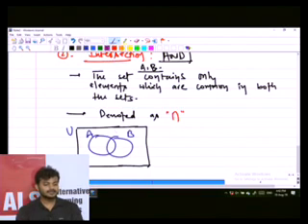Then what is A intersection B, bachcho? The region or the portion of this graph in which we have A and B both. This is the complete A, this is complete B. So if you're talking about the common region, that would be this one only, right? This one. A intersection B, like this. This will be your answer. Please note it, then we'll move ahead.